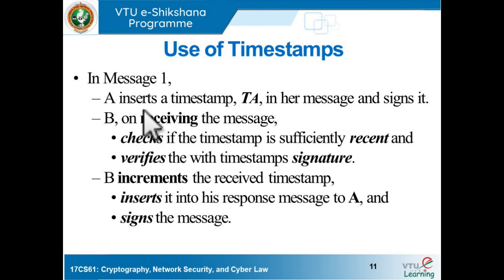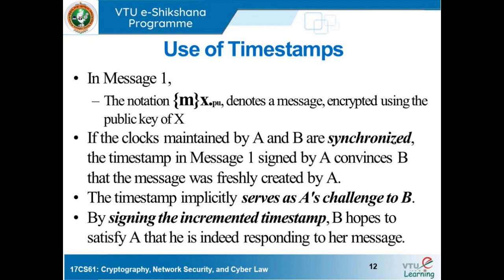Now, over here in the description, we can see that in message 1, A inserts the timestamp TA in her message and signs it. B, on receiving the message, checks if the timestamp is sufficiently recent and then verifies the timestamp signature. Now, B increments the received timestamp, inserts it into the response message to A and then signs the message. Now, over here we have used a notation wherein we have a message which is having X along with PU. This denotes that the message is encrypted using the public key of X.